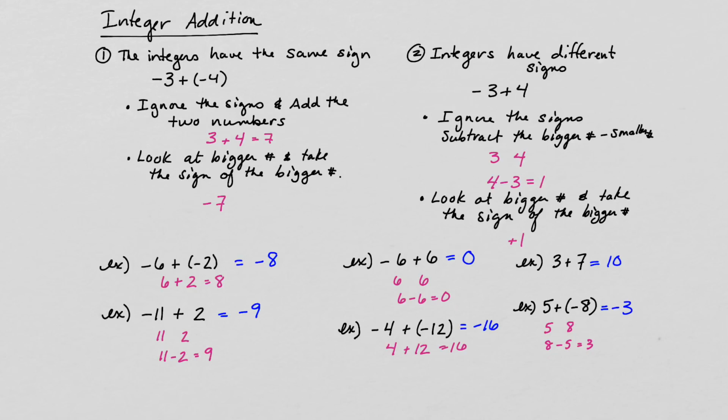And we'll do one last one here. So if I had, say, 12 plus negative 7. Again, one is positive, one is negative. So we're going to do 12 and 7, the bigger minus the smaller, so 12 minus 7 is 5. And then we're going to look. Here was 12. 12 is the bigger number. 12 was positive. So my final answer is going to be a positive 5.